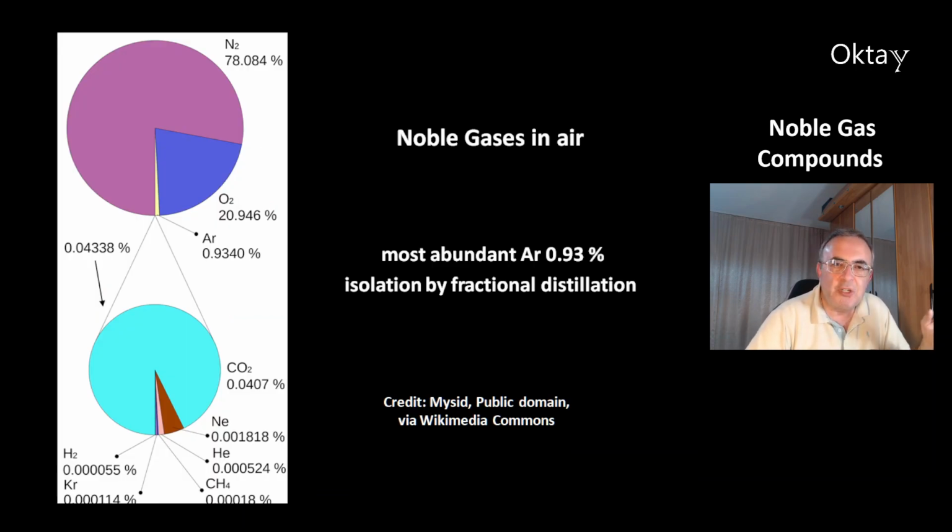This is a picture of the noble gases in air. The most abundant noble gas in air is argon with 0.93%. And you can isolate the different noble gases by fractional distillation.